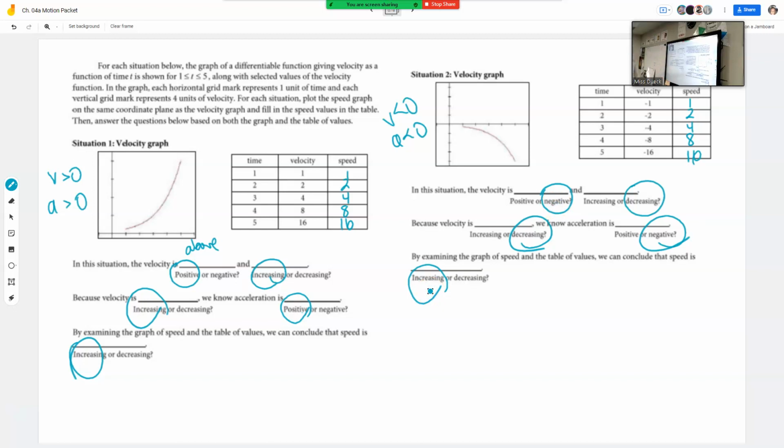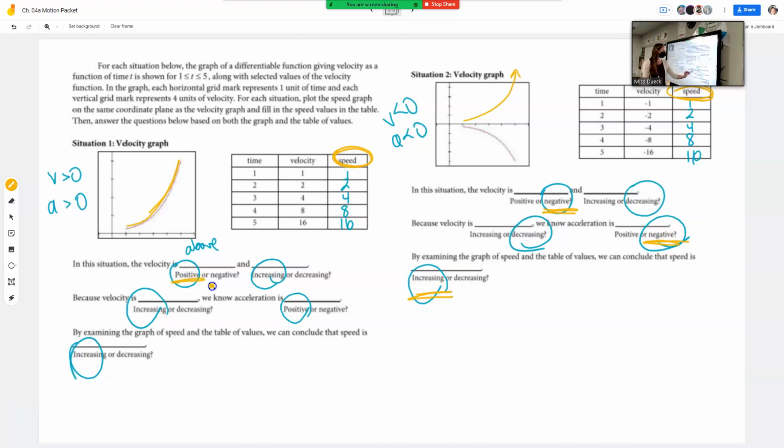And how can I know that? Because speed says, keep the positives the same, but I'm going to flip anything negative. That's still speeding up. Both of them are speeding up. Speed is, but not velocity. Velocity is going down. Velocity is decreasing. But the same sign shows me what speed is going to be doing.